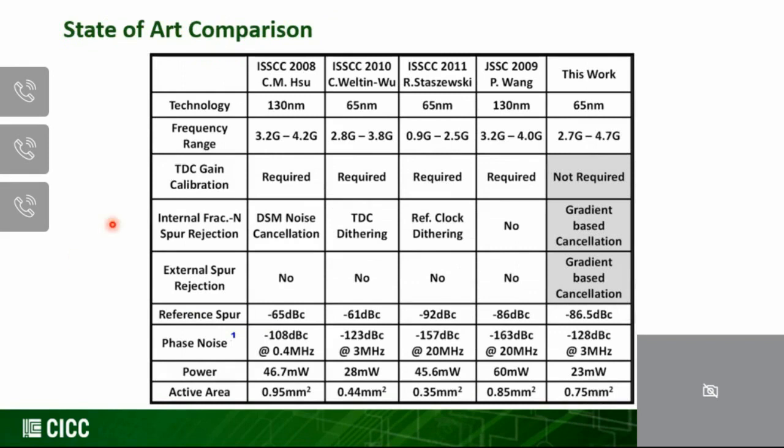Okay, so here's a summary and comparison with the state of the art. That was just to show that we actually use this gradient-based cancellation, and we show that we can cancel both internally generated spurs and also externally coupled spurs. So in both cases, we were able to demonstrate a true spur cancellation for the target frequencies.